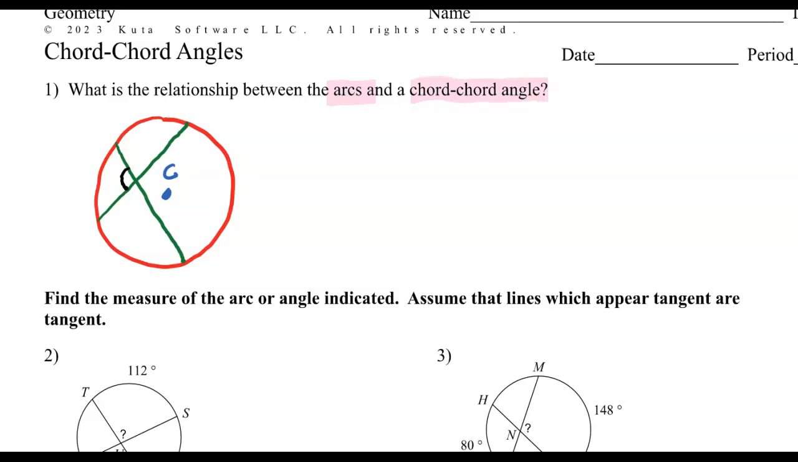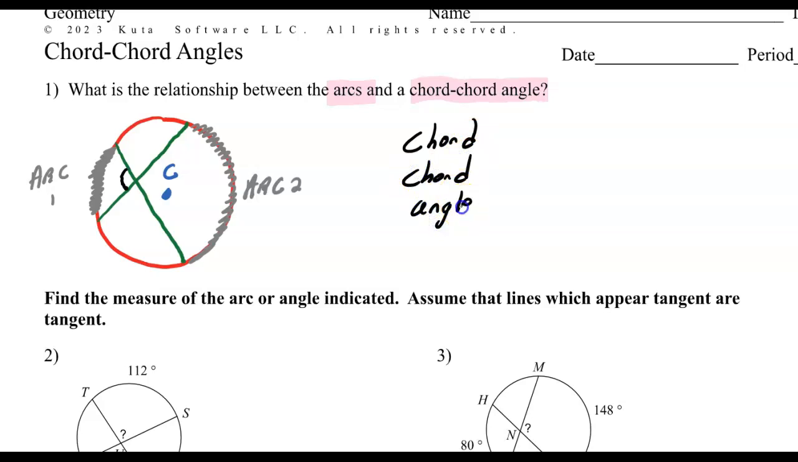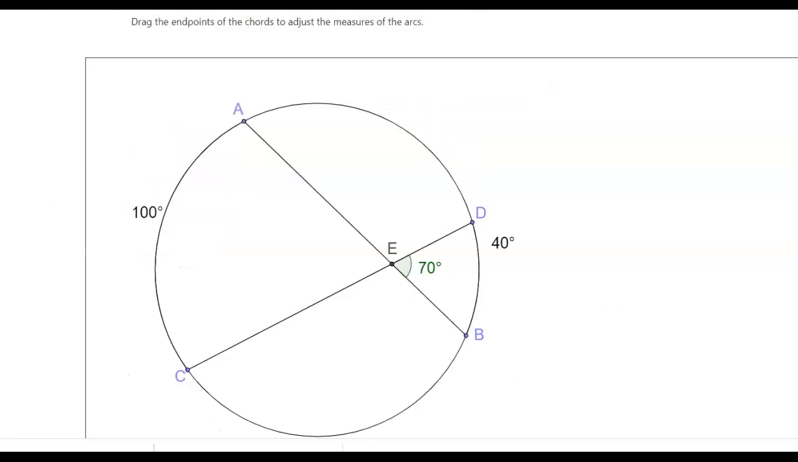And that angle intercepts two arcs. One on the left that I highlighted in gray, I'll call that arc 1, and one on the right, which I'll call arc 2. So the question becomes, how is the chord angle related to the two arcs? So let's take a look at a diagram.